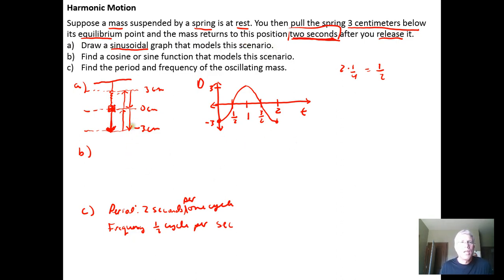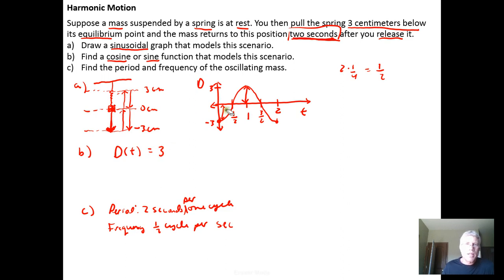Part B says, come up with a cosine or sine function that models this graph. So we want to take this graph and derive from it a model. We know that we have displacement on the output axis, and it's a function of time. We know that the amplitude is 3 centimeters. So our vertical stretch on either a sine or cosine function is going to be 3.